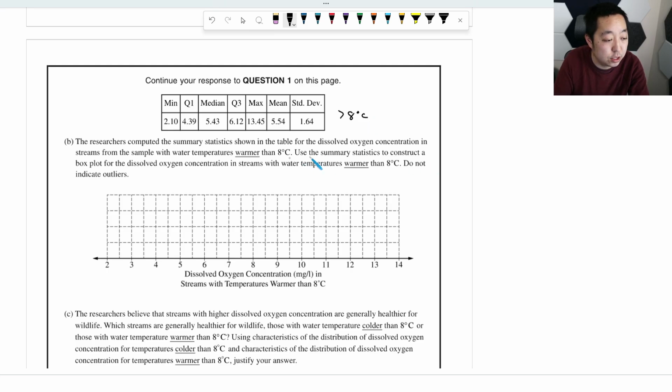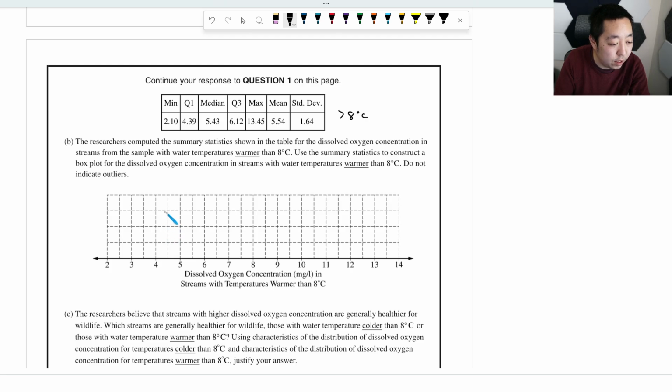Use the summary statistics to construct a box plot for the dissolved oxygen and do not indicate outliers. Okay, so they don't want you to do outliers, so they just want you to do the boxes around Q1 and Q3, so 4.39. So 4.39 is going to be, we'll just do the box right here.